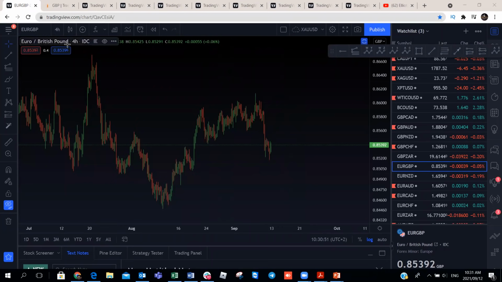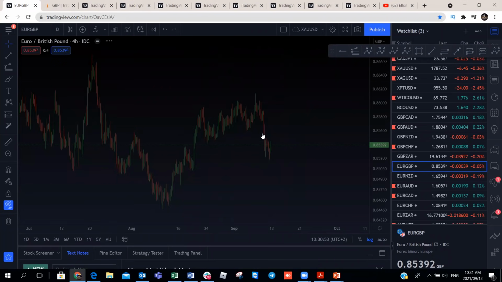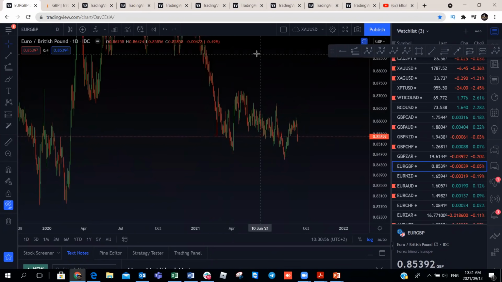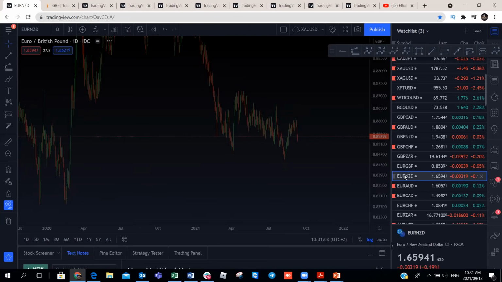Let's have a look at what the bigger structure was on euro pound. The bigger structure on euro pound is this one here. We're looking for this one to continue pushing to the upside around this level. So the structure may have changed, and we just wait for more data on euro pound.